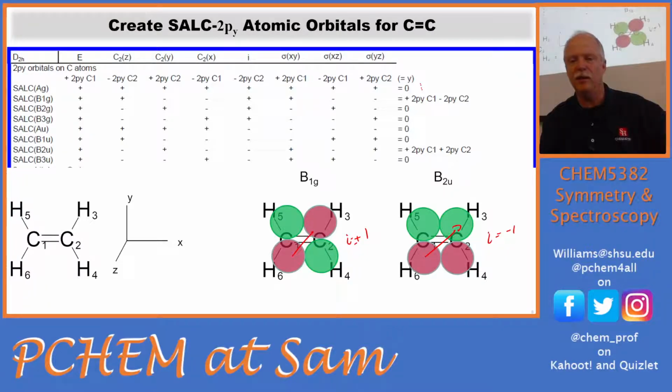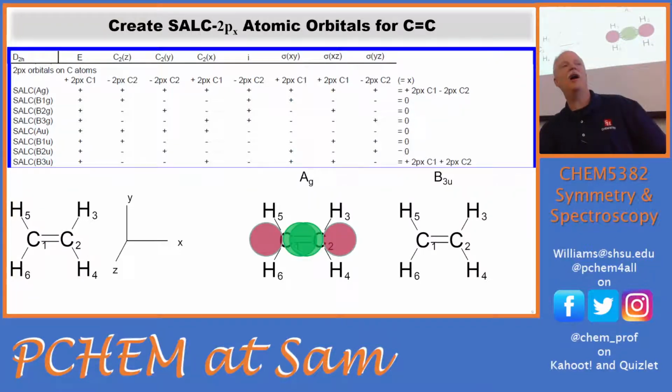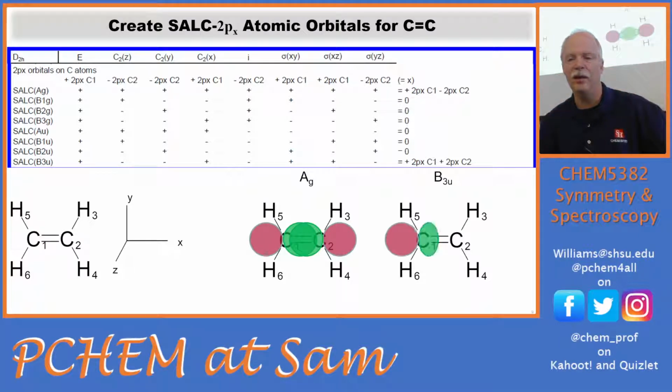And that puts us on the B2U row for this one, the B1G row for that one. Okay. And then the 2px orbitals. These are kind of interesting. This looks like that sigma bond between the carbon atoms. This is very familiar to you from diatomic MO diagrams.